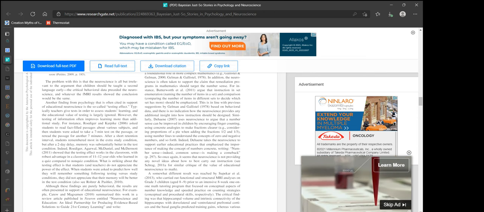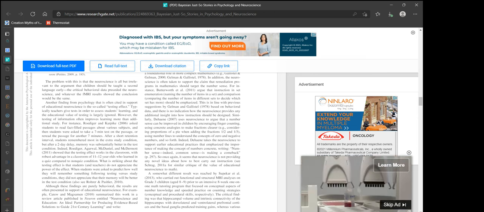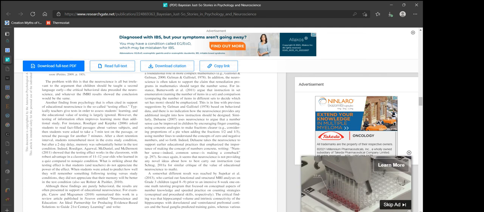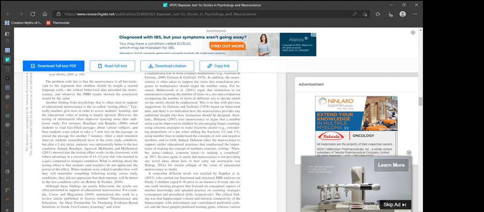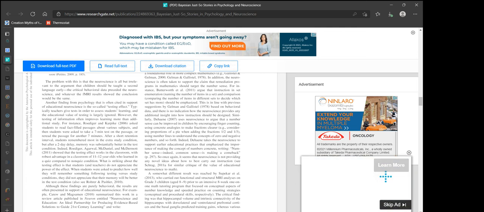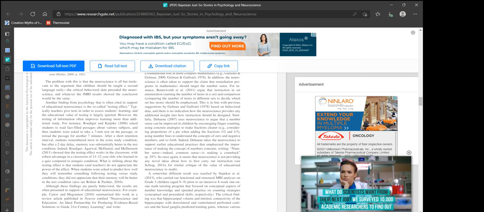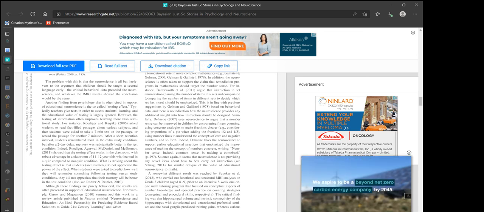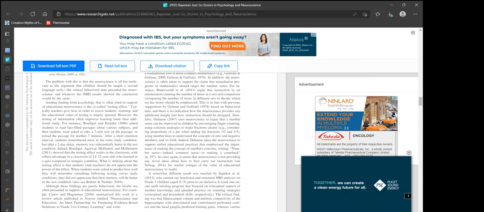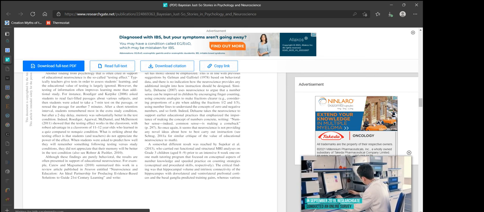Similarly, Dehaene, 2007, uses neuroscience to argue that a number sense can be improved in children by encouraging finger counting, using concrete analogies to make fractions clearer, like considering proportions of a pie when adding the fractions 1/2 and 1/3, using number lines to understand the concept of zero and negative numbers, and so forth. Indeed, Dehaene takes the neuroscience to support earlier educational practices that emphasize the importance of making the concept of numbers concrete, writing, quote, "Number sense, indeed common sense, is making a comeback," end quote. So once again, it seems that neuroscience is not providing any novel ideas about how to best carry out instruction. See Schrag, 2011a, for a similar critique of the value of educational neuroscience to math.